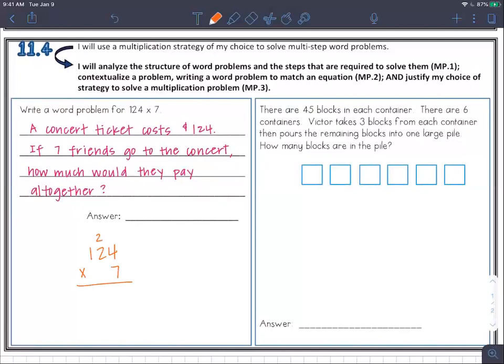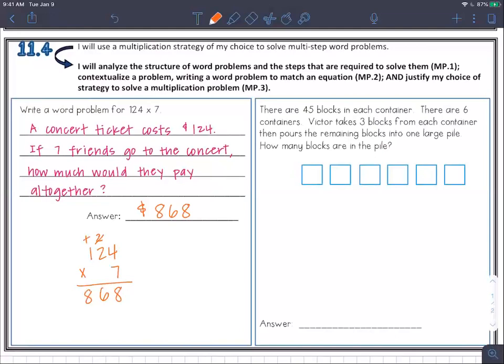So 4 times 7, 28. 2 times 7 is 14, 15, 16. Now, I do have a number in the hundreds place, so I do have to regroup. So I would write it that way. Then I do 1 times 7. Now remember that's 100, right? Times 7 is 700, plus 100, 800. Okay? So they would have to pay $868 altogether.